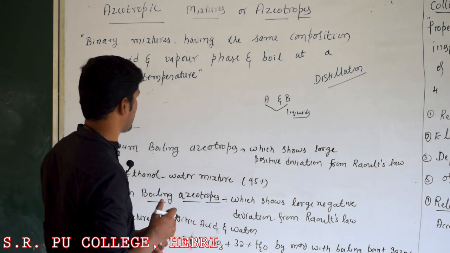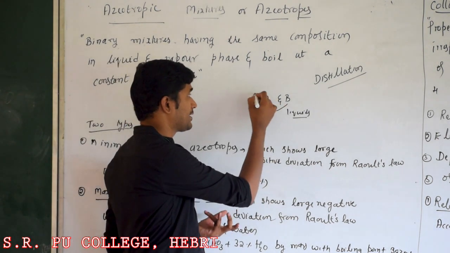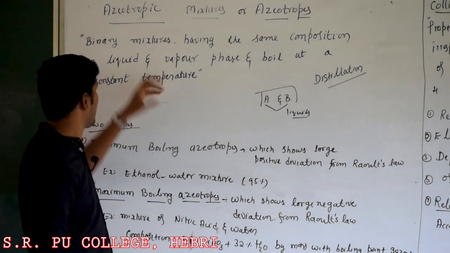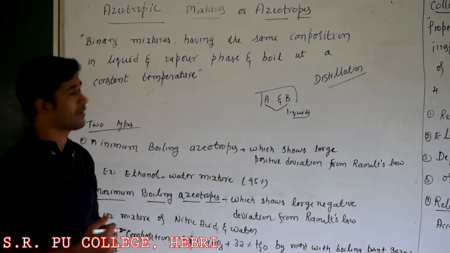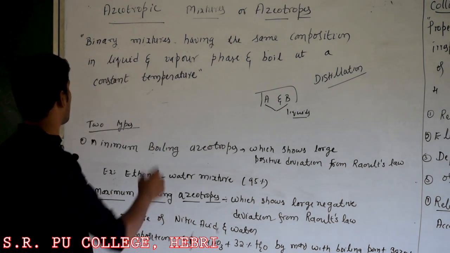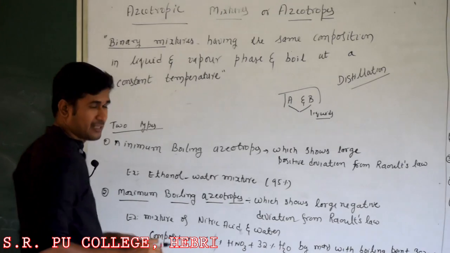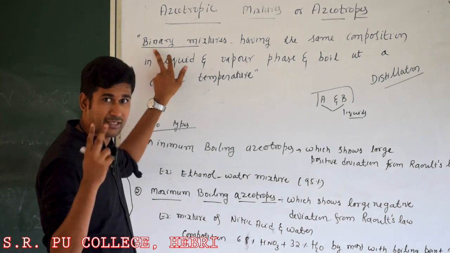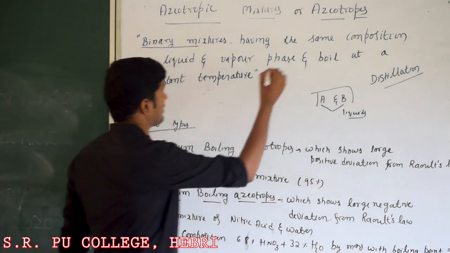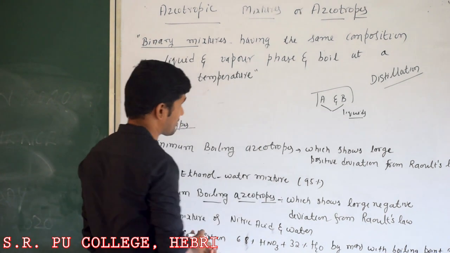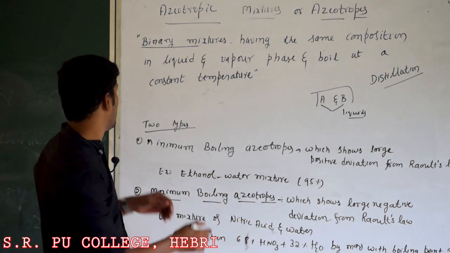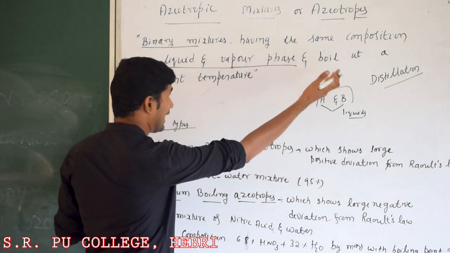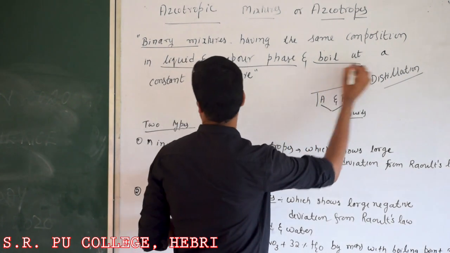But in some solutions, you cannot separate the components using fractional distillation or any other type of distillation. That type of solution is known as an azeotropic mixture, or azeotrope. So what are azeotropes? These are binary mixtures. In this chapter, we are going to study only binary mixtures, meaning solutions having two components. Binary mixtures have the same composition in liquid and vapor phase and boil at a constant temperature.